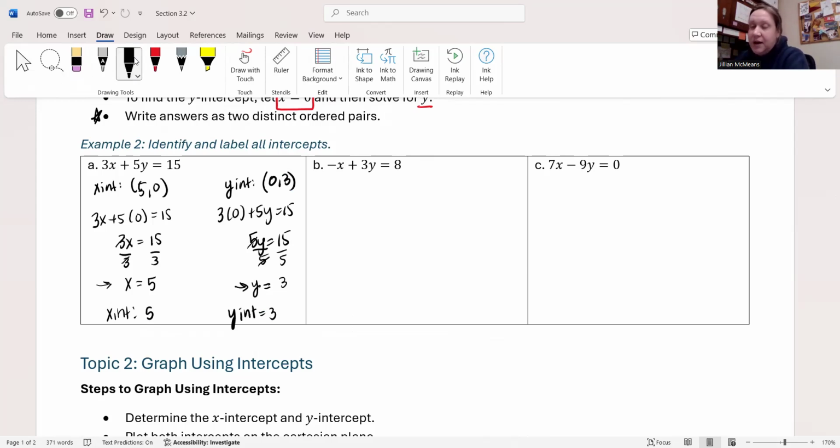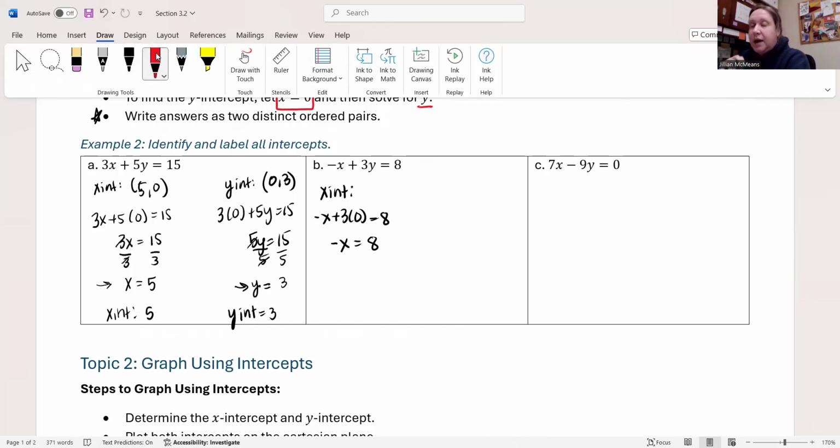So part B, we have negative x plus 3y is 8. Let's start with the x-intercept again. Now to get an x-intercept, you let y equal 0. Always let the opposite variable equal 0. So I get negative x plus 3 times y, which is 0, equals 8. Well, 3 times 0 is just 0. Negative x plus 0 is just negative x. So negative x equals 8.